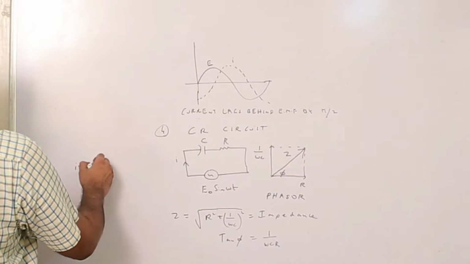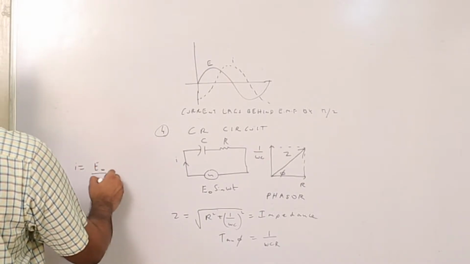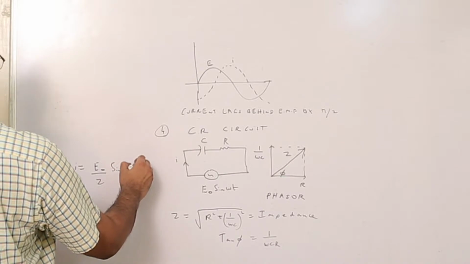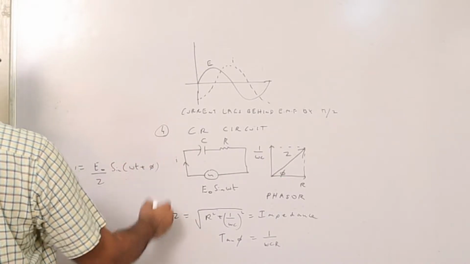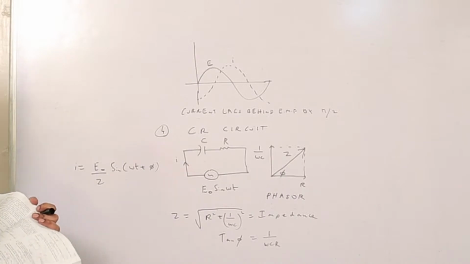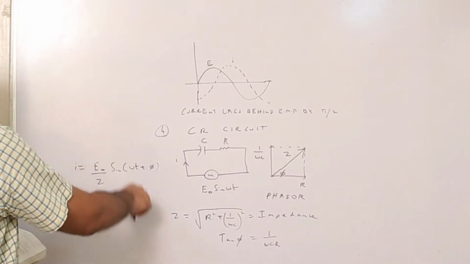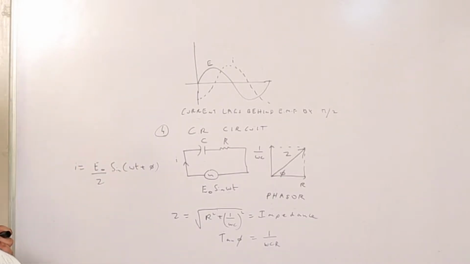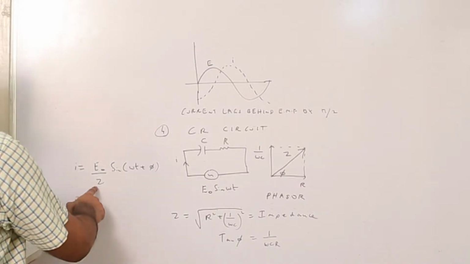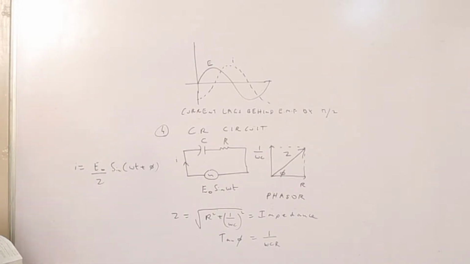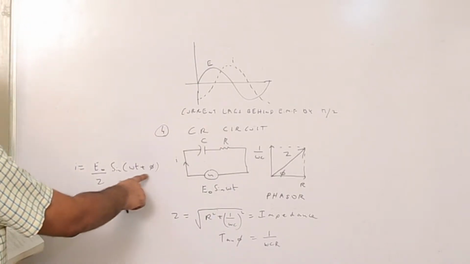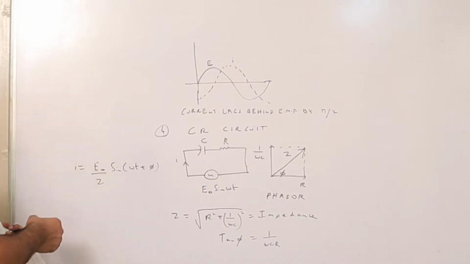So we will now get a relation like this. I is equal to E0 by Z sine omega t plus phi. So this is the resultant current for a CR circuit, and you can see that the circuit impedance Z is below the E0 and the phase angle phi is over here. So this is the first type of combination circuit, that is CR circuit.